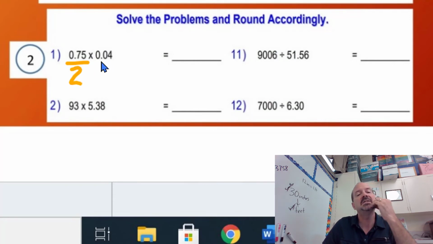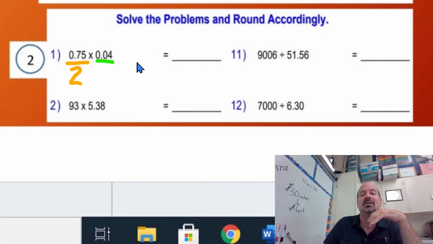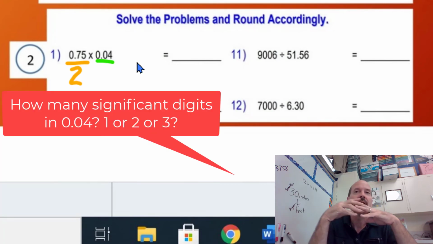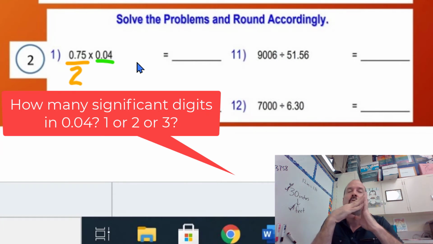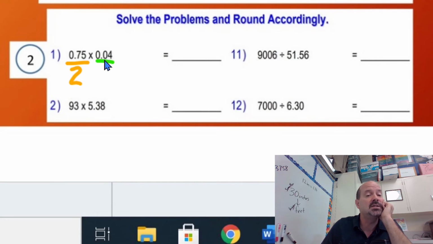How about in 0.04? Most people get the 0.75, and then unfortunately, a lot of people don't get the 0.04 correct. How many are in 0.04? We got guesses of 1 or 2, 2, 2, 1. It's probably 1 or 2, maybe 3 though, because people aren't sure about the 0 in the middle. Because it's not between significant digits, the 0 is not significant. Just the 4 at the end. So there's only one significant digit there.